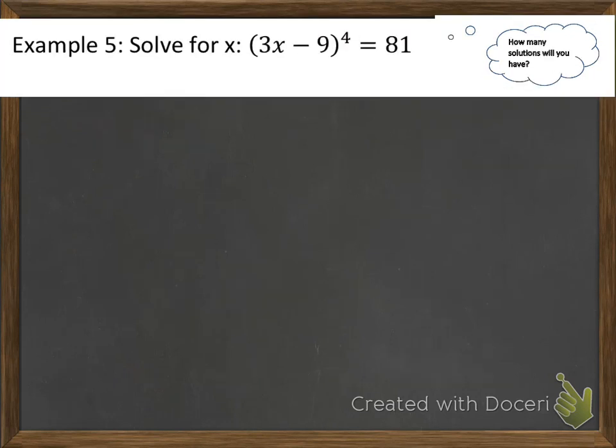All right, let's look at example 5. So again, I know it's getting kind of tedious now, but I'm asking you, how many solutions do you expect to have based on your exponent? So you should have said 2 solutions, because 4 is an even number.